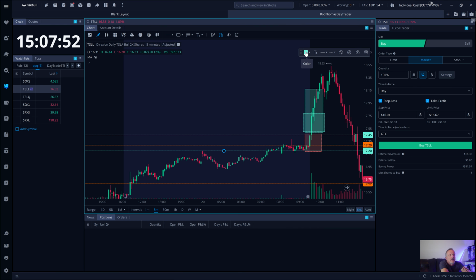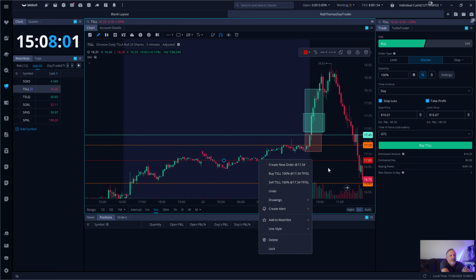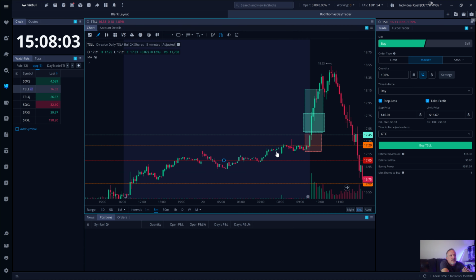Make that red, so that simulates our stop, okay? And then as price gets up into here, we would take our stop and drag it. Sorry, Google's freezing up on me. We would take our stop line and drag it up here above take profit.